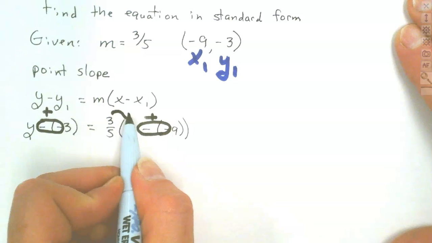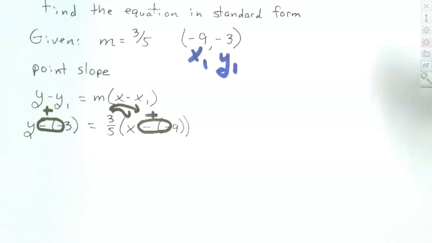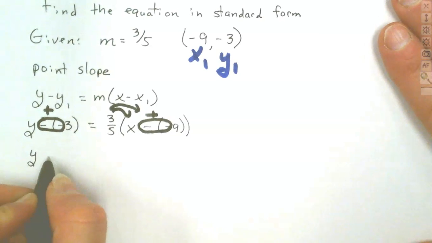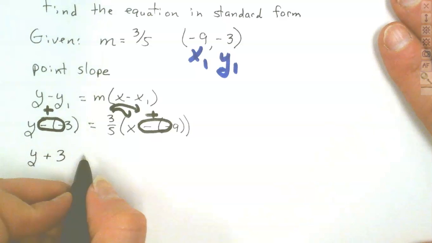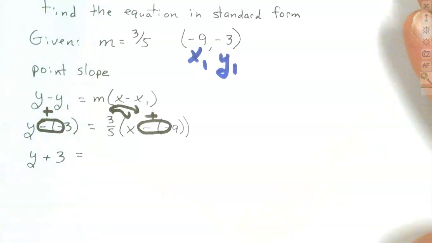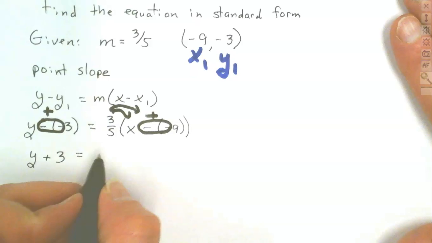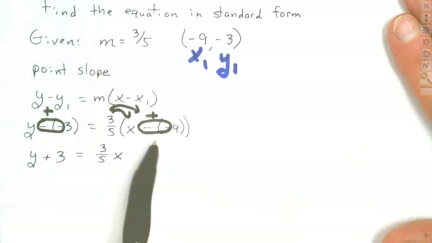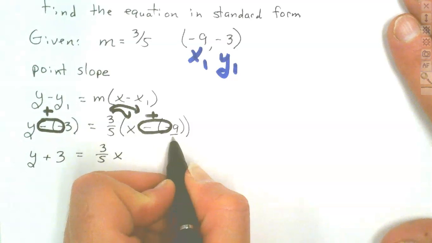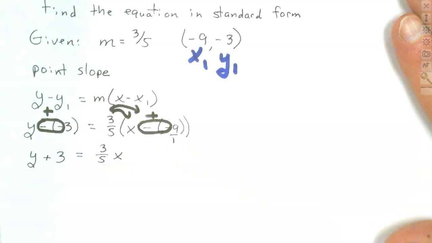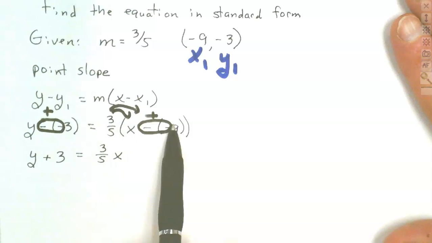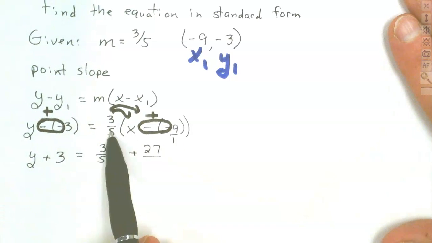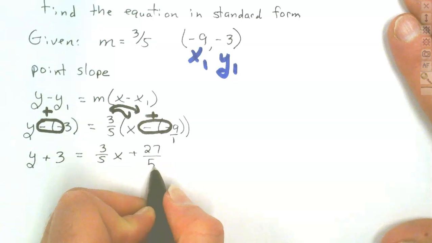And we'll distribute that 3/5 through. So that's y plus 3 on the left. On the right, we've got 3/5 x. Now, that 9 is like a 9 over 1. So you can write that over 1 if you need to. 3 times 9 makes it 27. 5 times 1 makes it a 5.